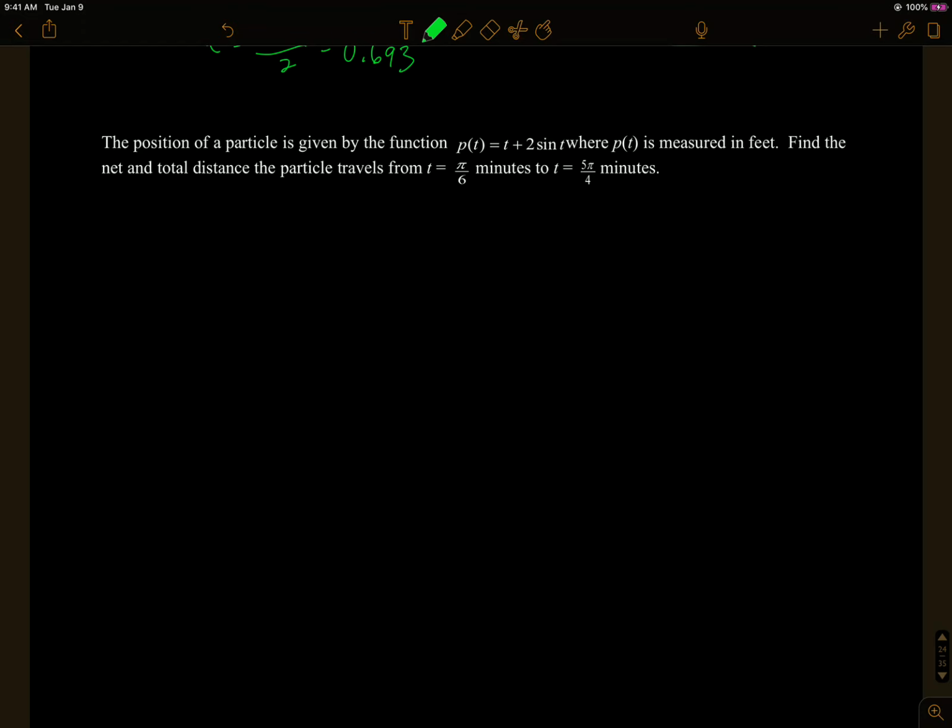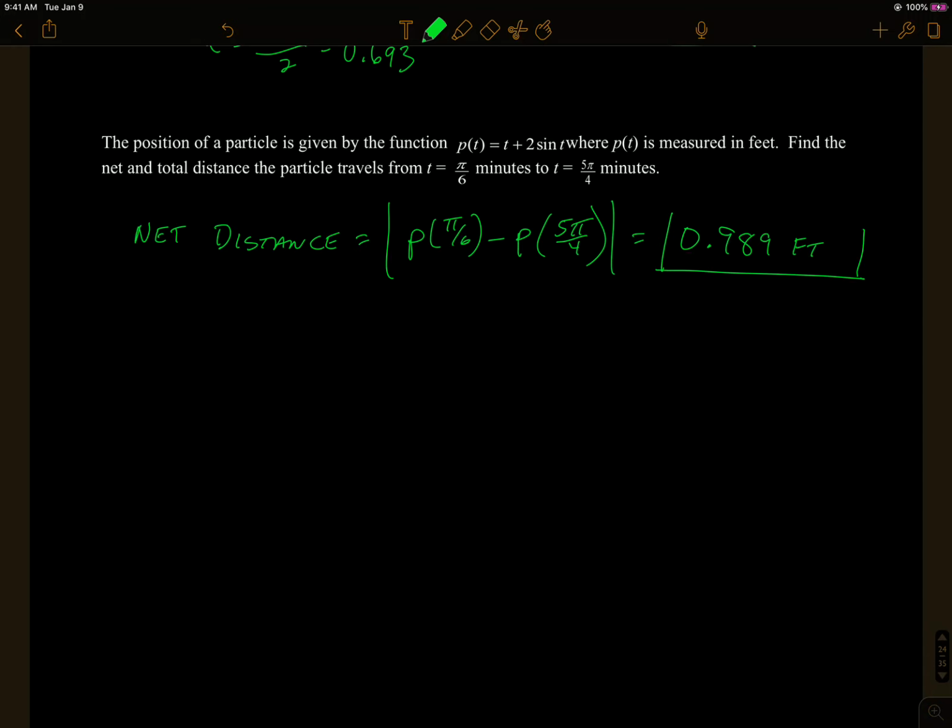So this one's definitely going to be a calculator one. And what we're going to do here is net distance first. The position of where it started minus the position of where it ends. And that's going to be 0.989 feet. Total distance is going to be, we have to find out where it turns around.